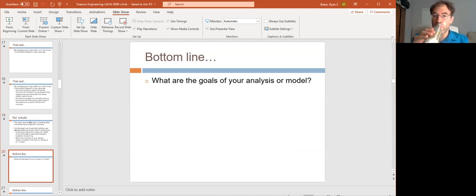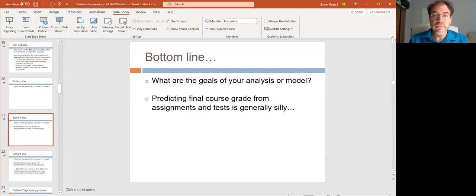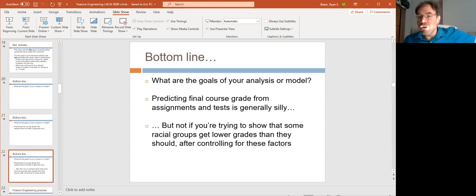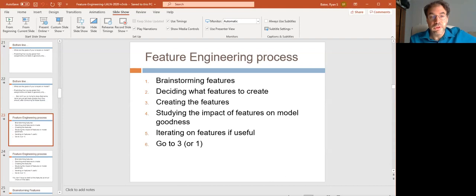So bottom line, what are the goals of your analysis or model? Predicting final course grades from assignments and tests seems like it's silly, but not if you're trying to show that some racial groups get lower grades than they should after controlling for these factors.